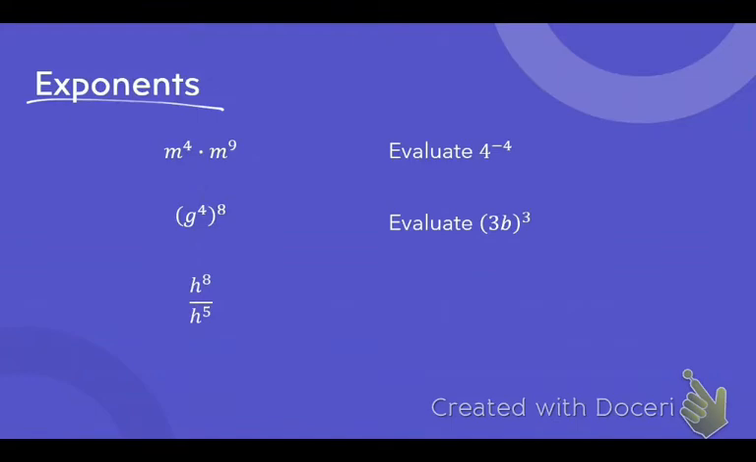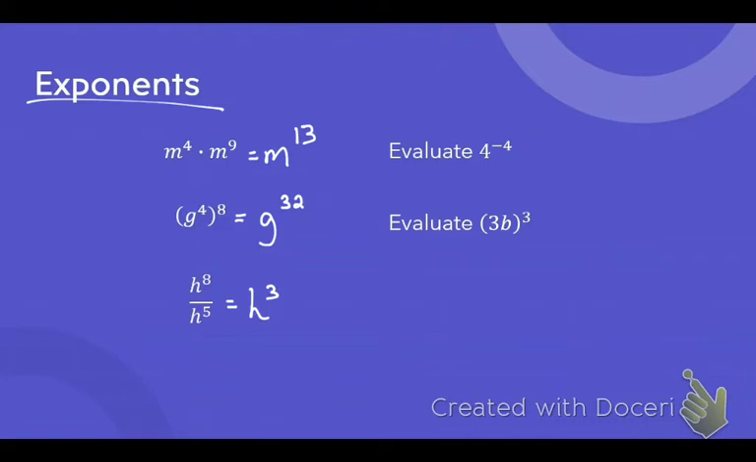Okay, m to the 4th times m to the 9th. What did you get? M to the 13th power. All right, guys, everybody together. G, what about my G's? G to the 32nd power. What about my H's? H to the 3rd power.